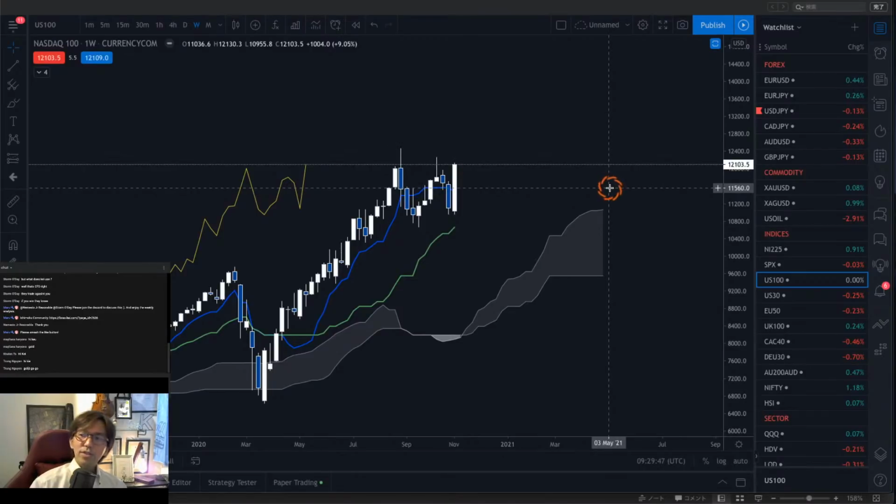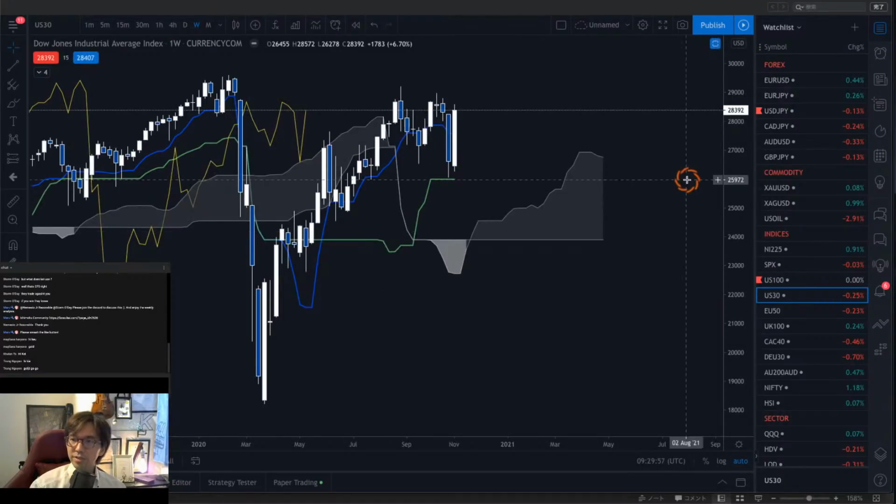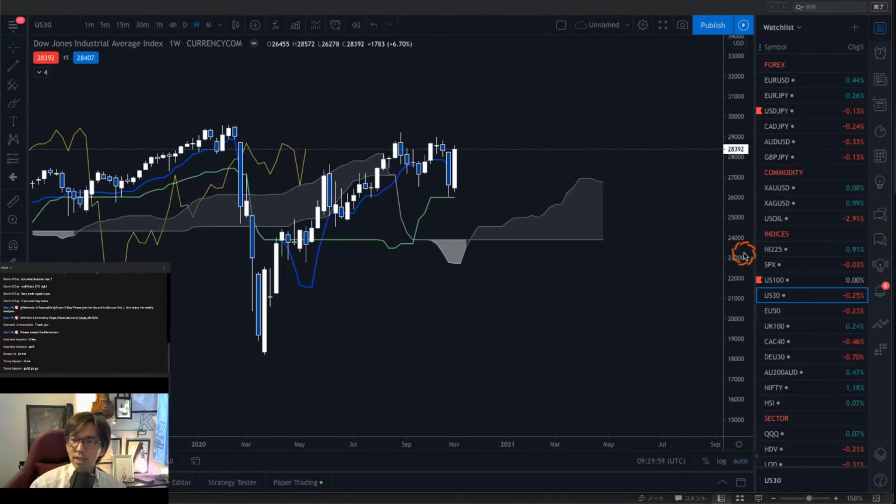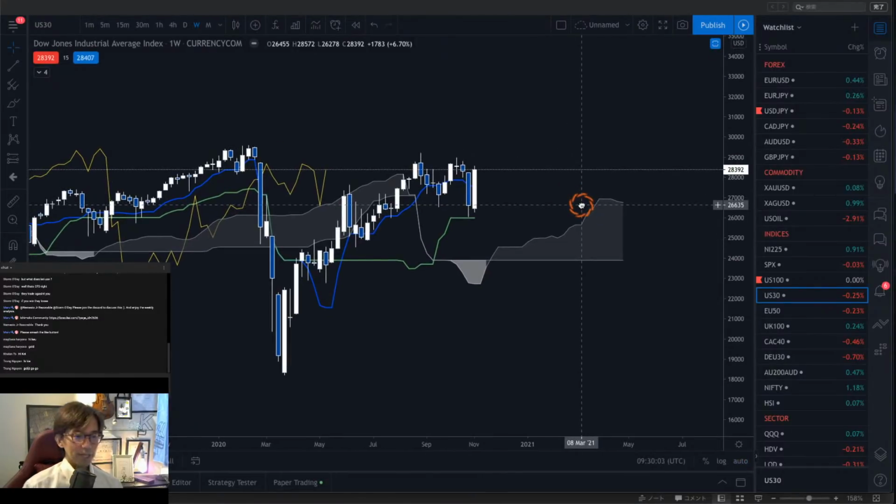So how about Dow Jones? So I will just flag this Nasdaq as this is a strong bullish trend. And how about Dow Jones? Alright, Dow Jones looks very different from Nasdaq as per Ichimoku.